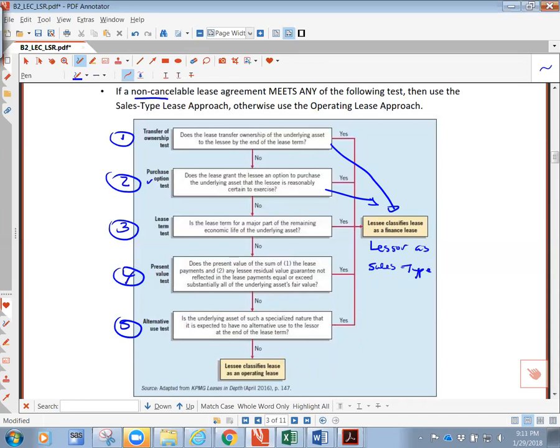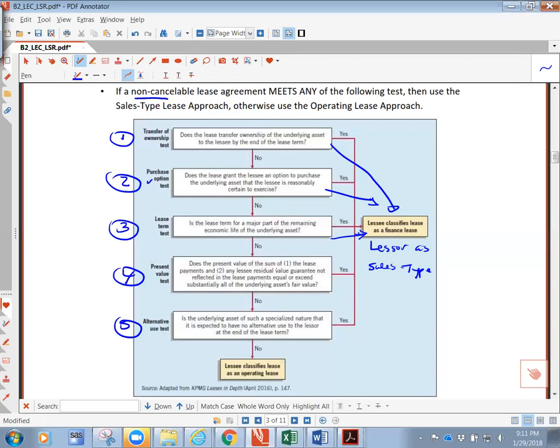Is the lease term for a major part of the remaining economic life of the underlying asset? If it's a 10-year life and you're leasing it for 8 years, it's pretty clear that it's the major part of the economic life of the asset. Then the present value test. We do these first three first because they're pretty simple. This fourth one is kind of complicated.